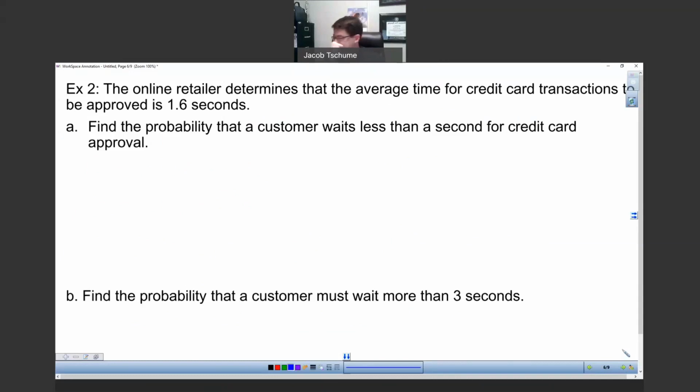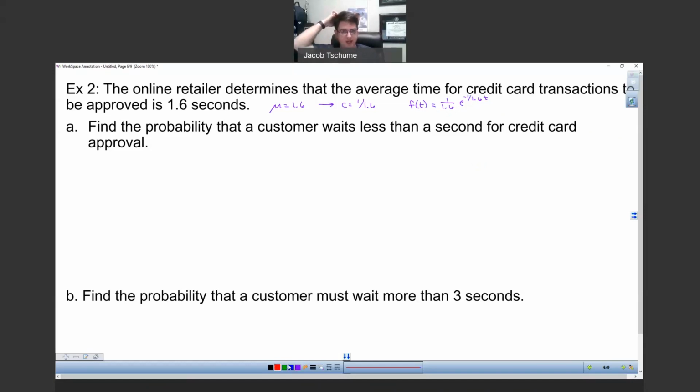So my first question is, find the probability that a customer waits less than a second for credit card approval. Now, similar to the last problem, we've got to find a little bit of information. Since mu is claimed to be 1.6, that means that for C, that would be 1 over 1.6, and therefore that applies f of t to be 1 over 1.6 e to the negative 1 over 1.6 t. All right, so now we know all that.